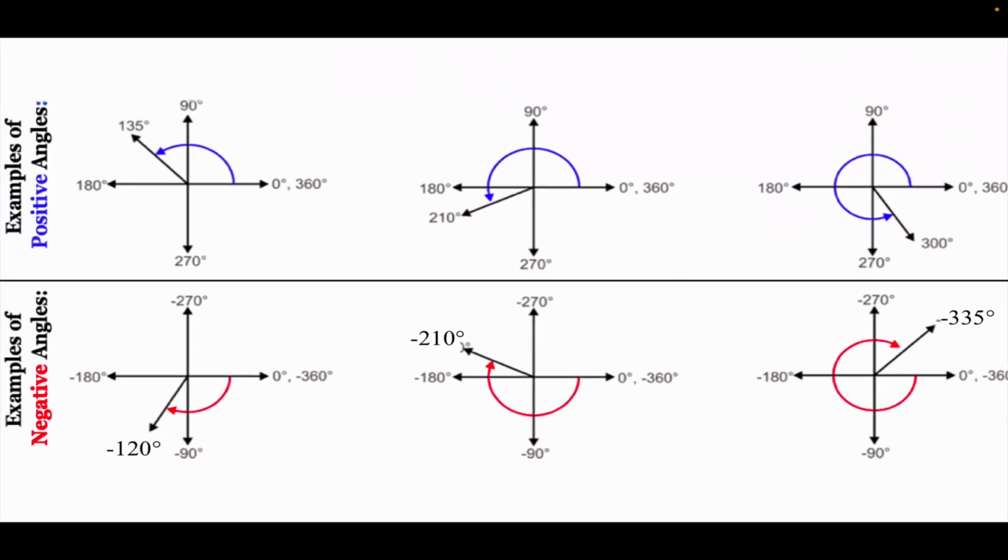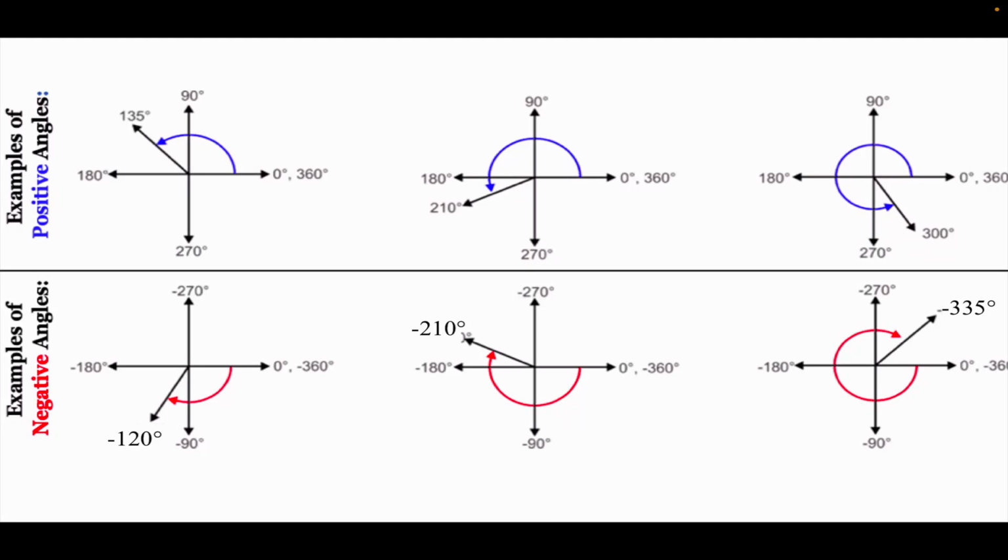Okay? So down here, I put some examples of positive and negative. The top three are positive angles because they open up. The bottom three are negative because they open down. That's the difference between them. Okay?